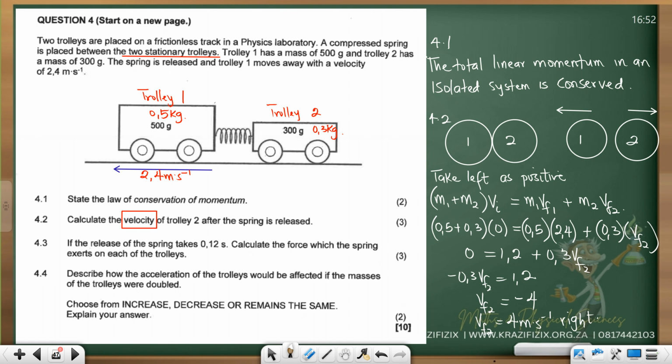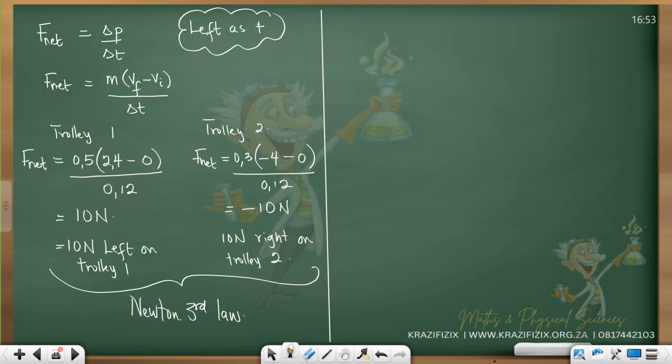How will acceleration be affected if the masses of the trolleys were doubled? What do you think? Let's do physics. How will acceleration be affected if mass is doubled?